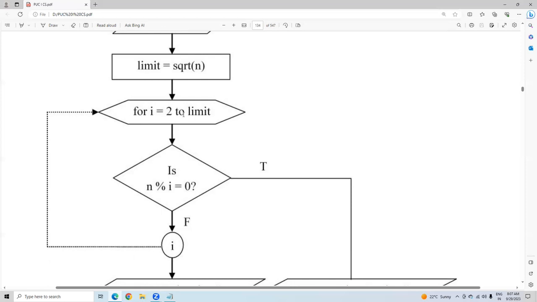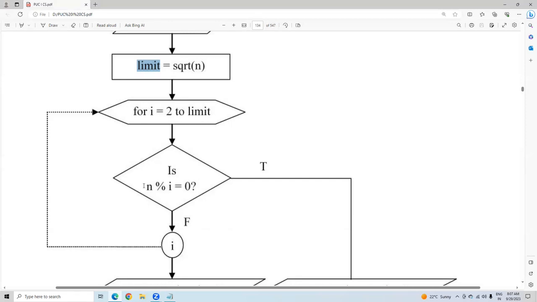For i equal to 2 to limit, from the value 2 to the value we have received in limit, that is nothing but square root of n. If n modulus i is equal to 0, what is a prime number? A number which is divisible by itself and 1 and not divisible by any other number is a prime. So from 2 up to the limit they are doing.